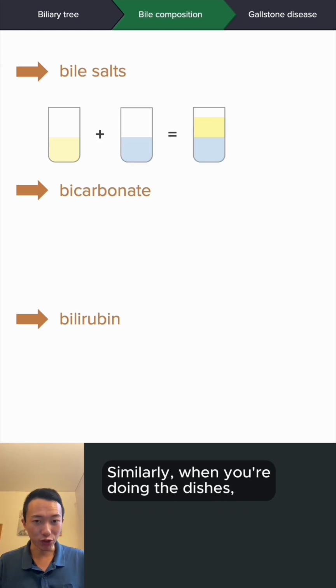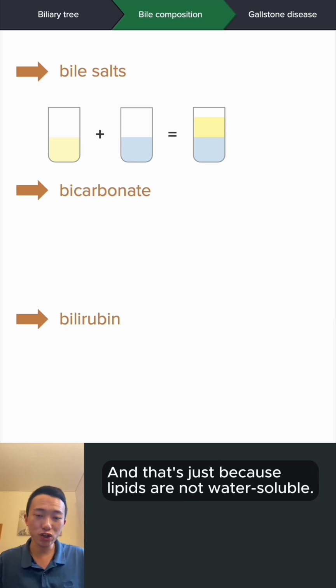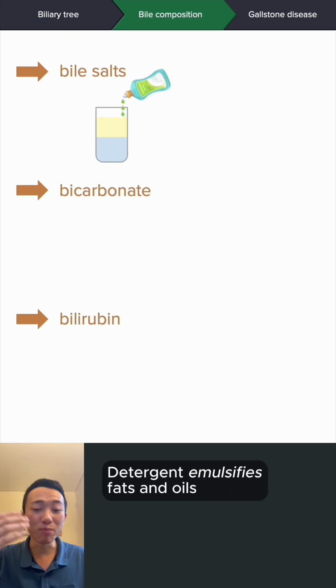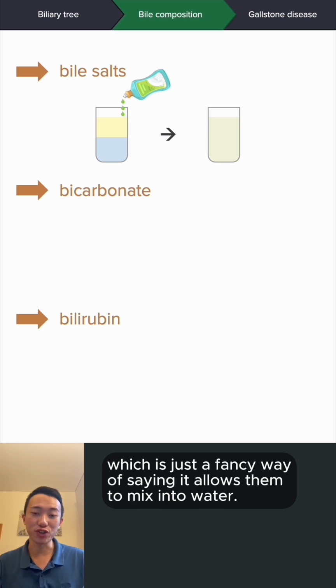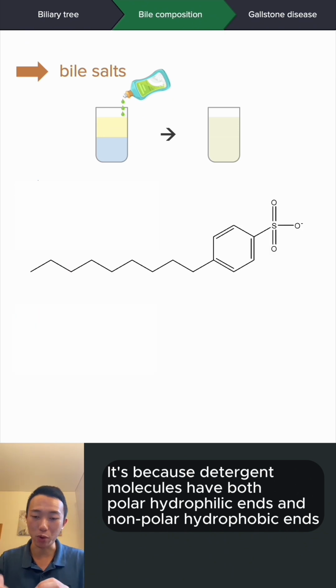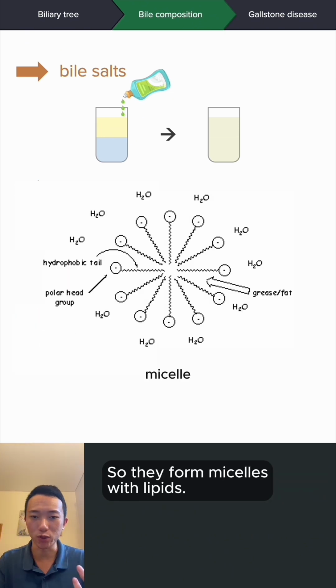Similarly, when you're doing the dishes, you know that just rinsing it under the water doesn't get rid of the oil. And that's just because lipids are not water soluble. So how do we fix that? You add detergent. Detergent emulsifies fats and oils, which is just a fancy way of saying it allows them to mix into water. If you've studied any chemistry, you'll know why. It's because detergent molecules have both polar hydrophilic ends and non-polar hydrophobic ends, so they form micelles with lipids.